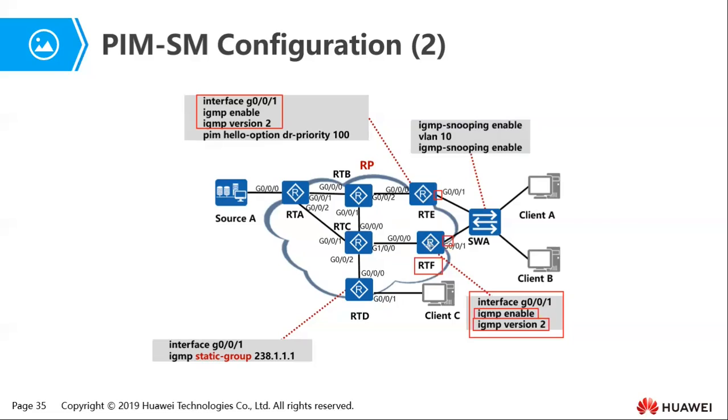Now, since we have two routers, RTE and RTF, on the same network segment, we want RTE to be elected as the DR so that the rendezvous point tree is actually formed through RTE and not through RTF. To do that, we use this command: pim hello-option dr-priority 100. We've now changed from the default DR priority, which is one. The one with a higher priority value becomes the DR, and therefore the RPT will be formed through it.